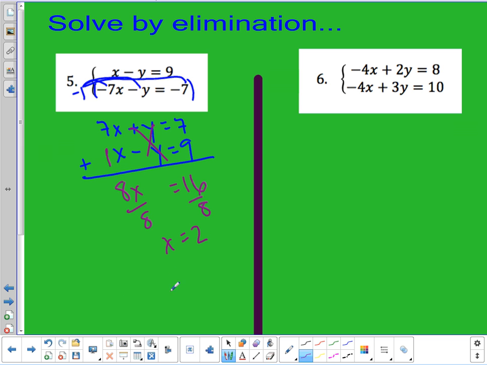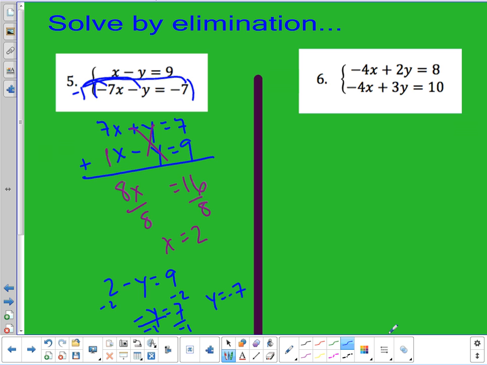If I plug that back in, I'll just plug it into the top equation. I have 2 minus y equals 9. Subtract the 2, negative y equals 7, and divide by negative 1. So I have y is equal to negative 7.